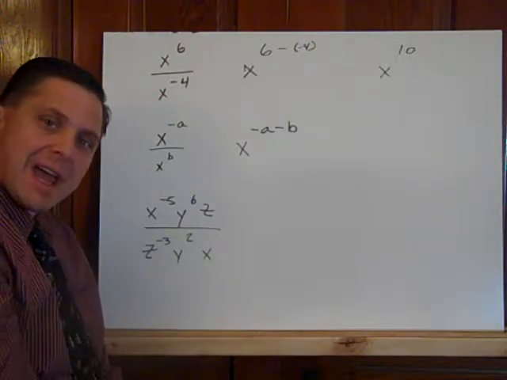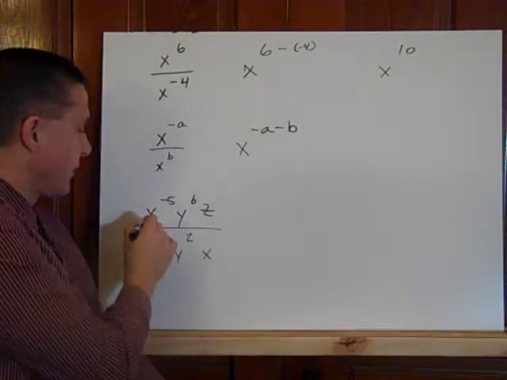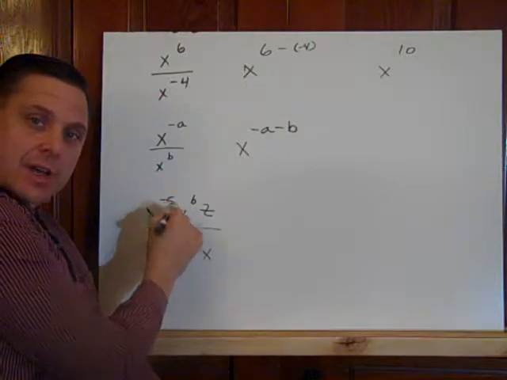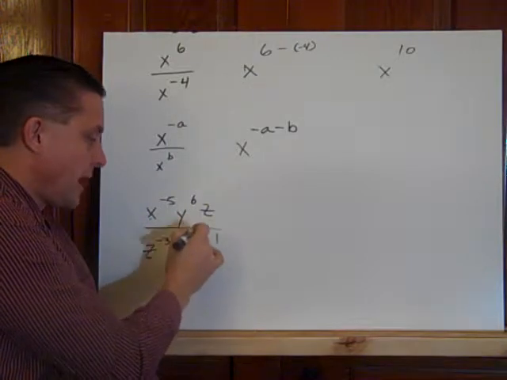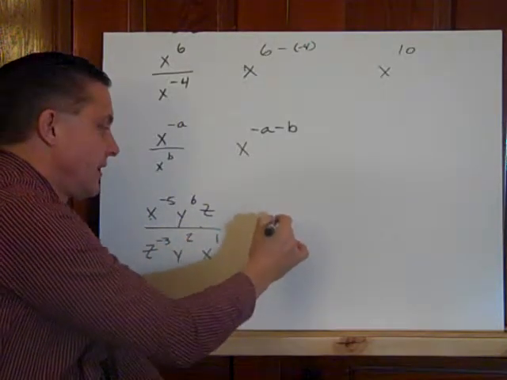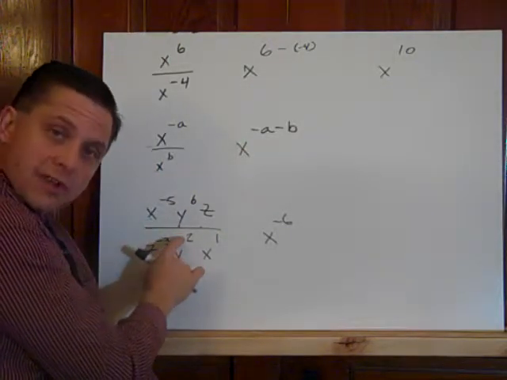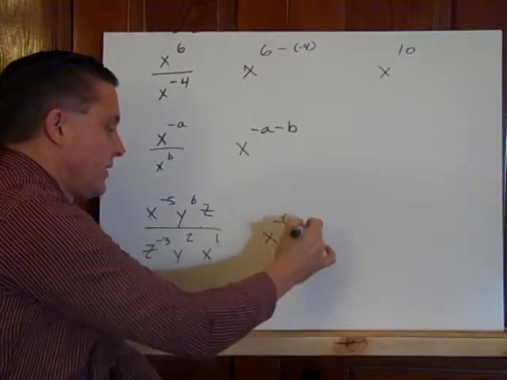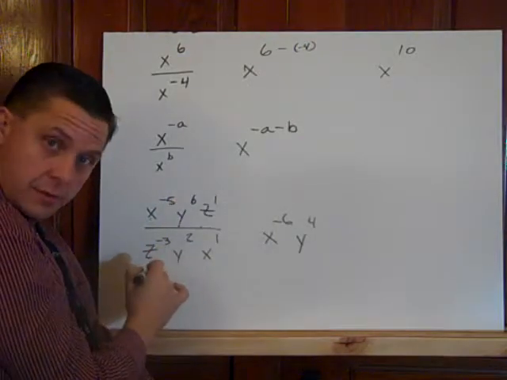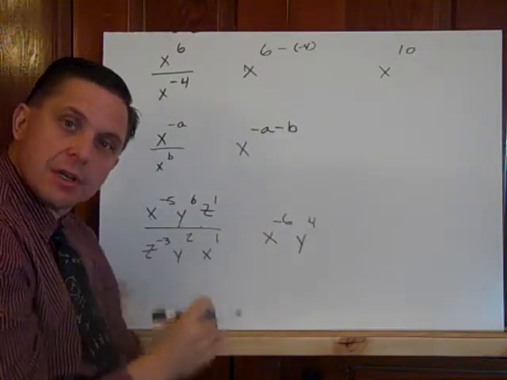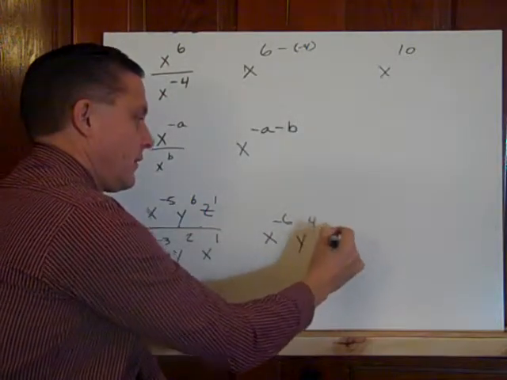On the bottom example, I have three different variables, and we know we have to combine by like variables. So I'll start with the x's. I have x to the negative 5 on top. I have x, or x to the 1, in the bottom. Negative 5 minus 1. Well, I think that's x to the negative 6. Y to the 6 minus y squared on the bottom. 6 minus 2 is 4. Finally on the top, I have z to the 1 minus a minus 3. 1 plus 3, z to the 4th.